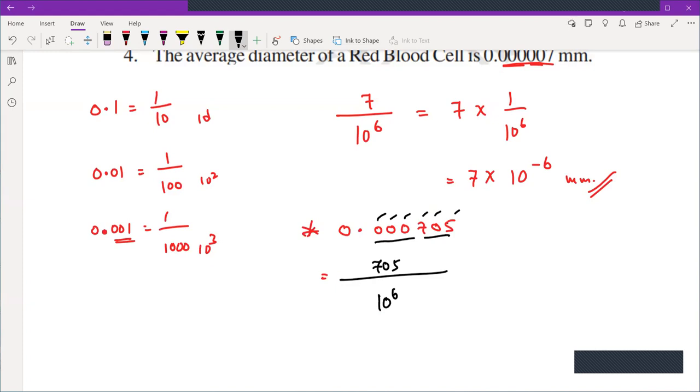Sir, but why is it 10 to the power of 6? Then what we have to write? 10 to the power of 4. What is it, ma? Suppose 10 cube. What will you get, ma? 0.705, right? If it is 10 power 4, you'll get 0.0705. Am I correct?